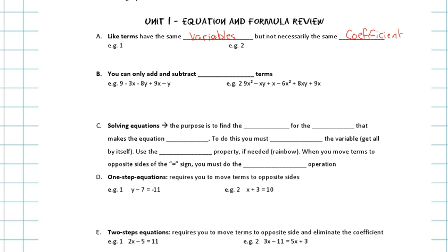So if I have, let's say, 3x, give me a like term for 3x. 2x. Right? 7x, negative 7x if you want. So all of these are like terms. That means we can put them together. We can add them together or subtract.